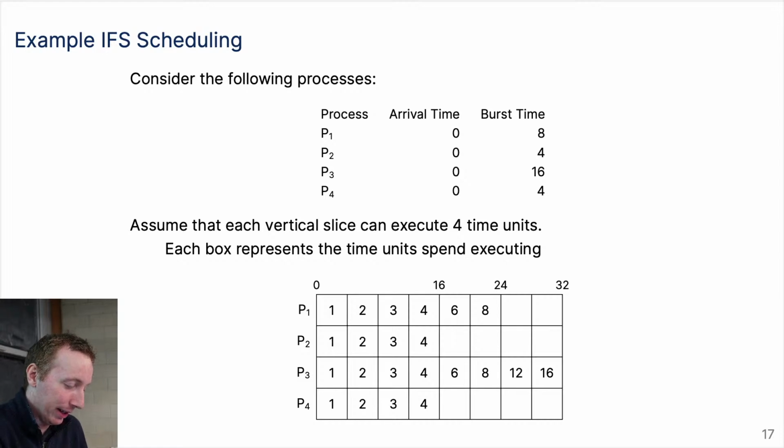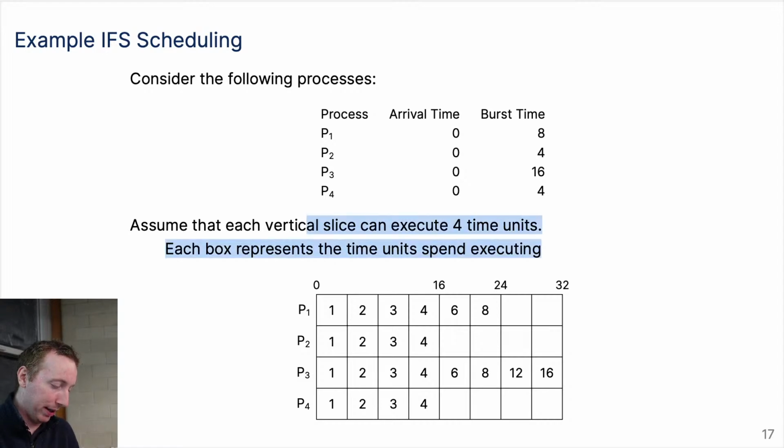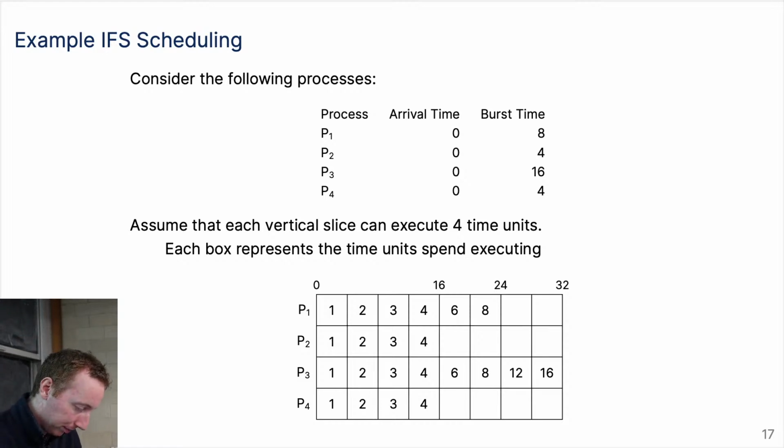So here is some scheduling. Say 4 processes come in at the same time, t equals 0, and they all have different burst times, thankfully multiples of 4. Process 1 takes 8 time units, processes 2 and 4 take 4 time units, and process 3 takes 16 time units. To make this easier, each vertical slice here is going to be 4 time units, and each box represents one of those time units.